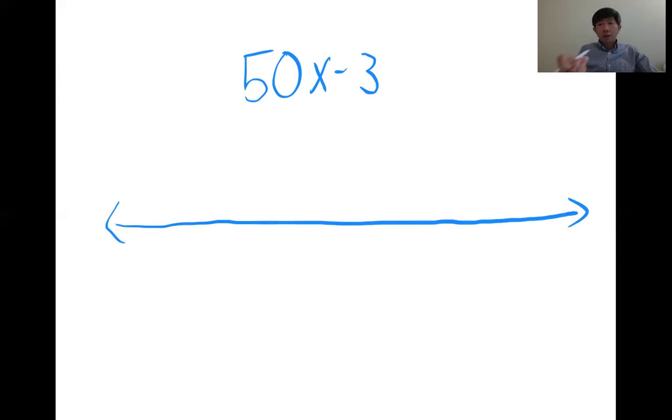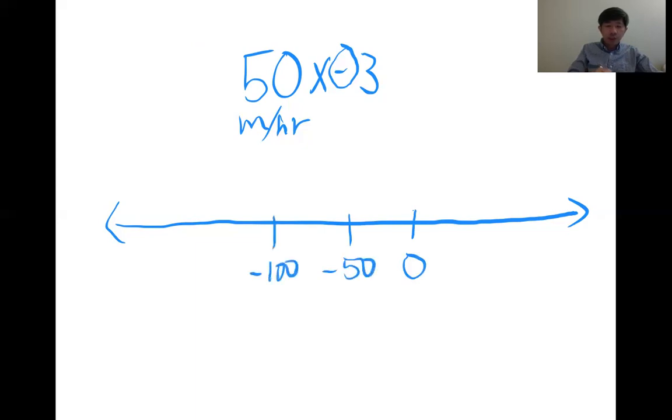So again, I'm gonna tell you a story. I'm driving a car 50 miles per hour, right? Now negative 3 here means 3 hours ago. So where is the location of a car 3 hours ago? Here we can say 0, right? This is negative 50, this is negative 100, negative 150, this is 50, 100 there. So we know the answer is negative 150, is that right?